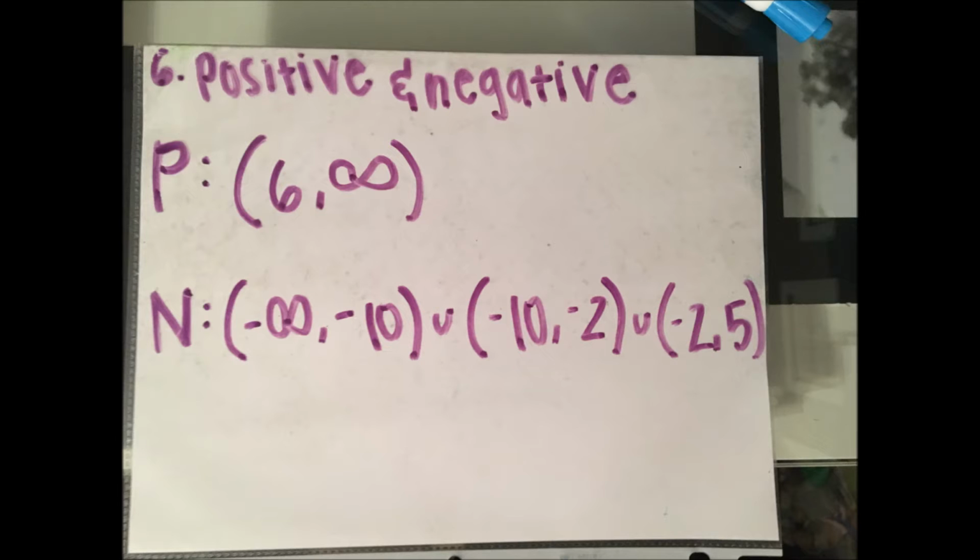And then for negative, it's from negative infinity to negative 10, which again encompasses the hole, and then from negative infinity to negative 2, which encompasses the asymptote, and then from negative 2 to 5.